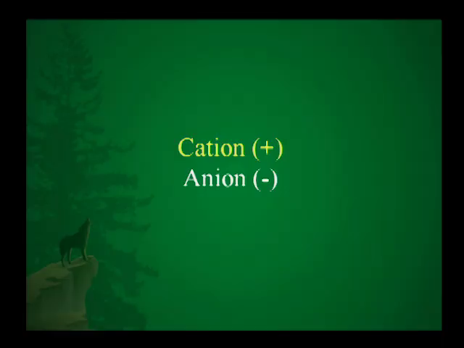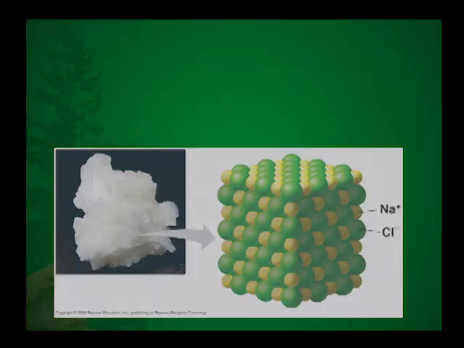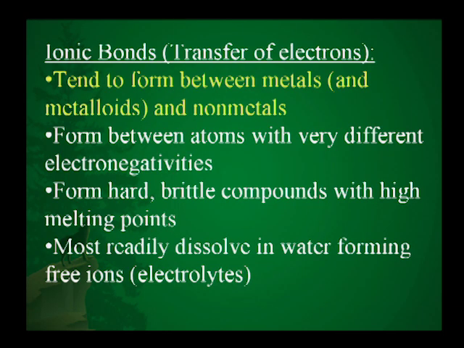So positively charged particles we call cations, negatively charged particles we call anions. So this ionic bond produces ions, and that's what an ionic bond is all about. Again, this shows us how the sodium and chlorines would be held together, and they actually form crystals. So ionic bonds then tend to form between metals and metalloids and nonmetals.